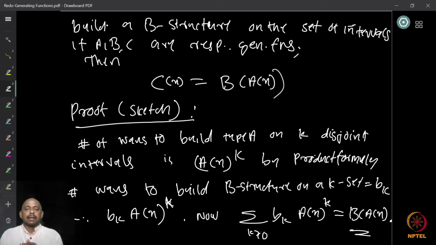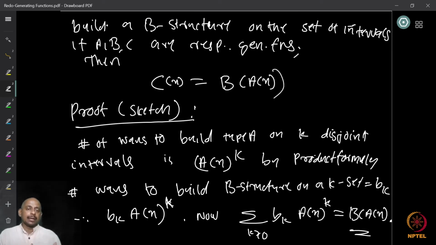But then since we have exactly k intervals, if you assume k to be fixed, then it is basically the coefficient of A of x whole raised to k, because we are doing this for each of the k intervals, building an A structure. So whatever is the number in that interval, the generating function will be A of x, right? So A of x is the generating function for building a type A structure for anything. Then if you have i elements in that particular interval, then the coefficient of x raised to i will give you the number of ways to build, right?